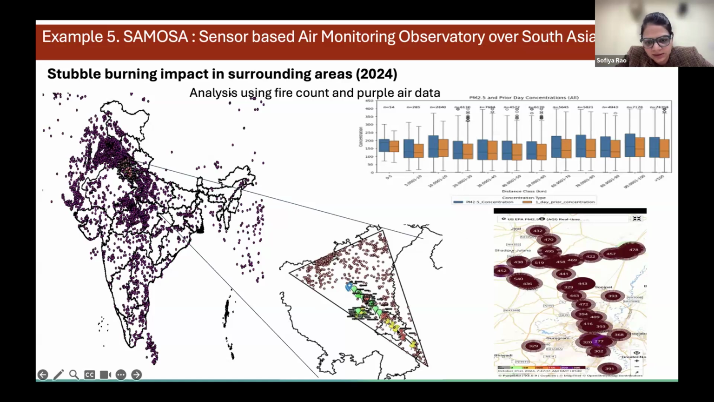So this is a downwind loco sensor. The moment the burning was happening and it was coming down, we were able to capture it, okay, this is coming down and reaching Delhi, to this area.